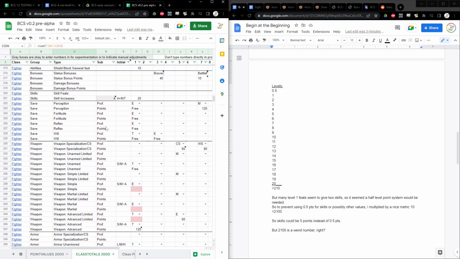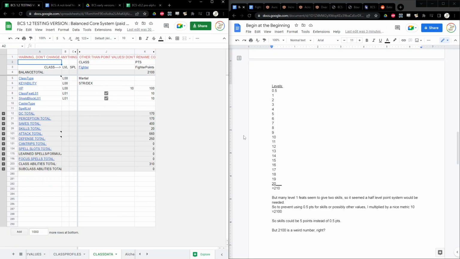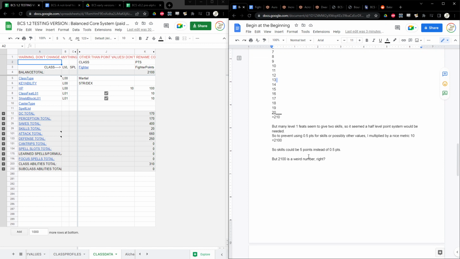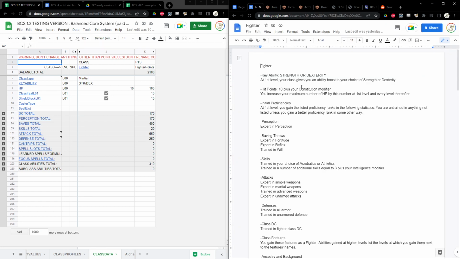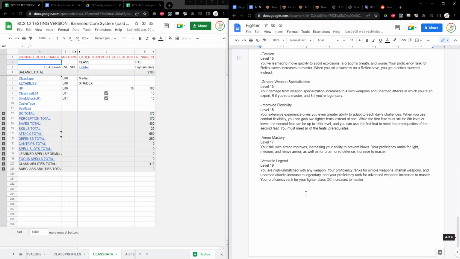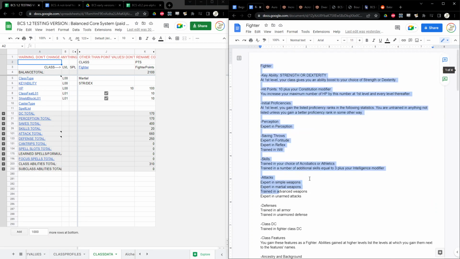And if you want to go back and look at that, you can see where it kind of started compared to where it is now, which is what we're going to look at. So let's look at the fighter. This is all the fighter's class features here. Just pull them out for easy viewing here.